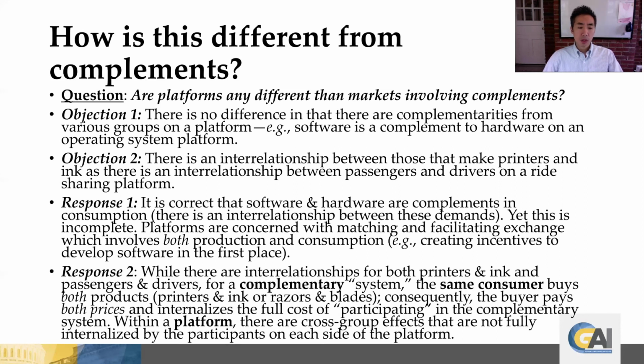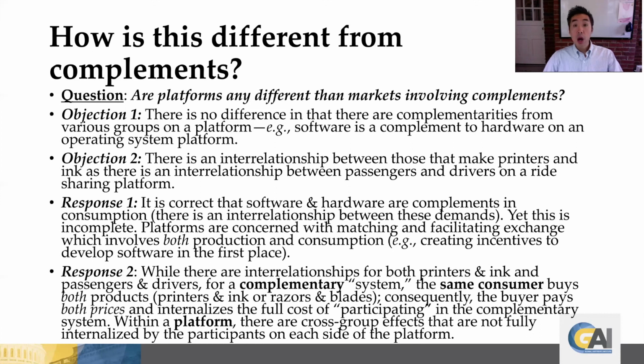Response 2. This is in response to objection 2. While there are interrelationships for both printers and ink and passengers and drivers, for a complementary system, the same consumer buys both products, printers and ink, or razors and blades, for example. Consequently, the buyer pays both prices and internalizes the full cost of participating in the complementary system. Within a platform, however, there are cross-group effects that are not fully internalized by the participants on each side of the platform. Recall that a platform has two different groups and two different welfares.